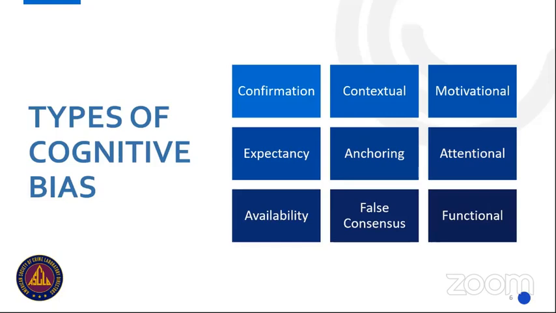Expectancy cognitive bias deals with a predetermined expectation of what will be found, and that this expectation alters the results. The result is consistent with their expectations. We have anchoring bias. This is the tendency to rely too heavily on the very first piece of information that you learn. And then this first piece guides all of the following activities and tasks and results.